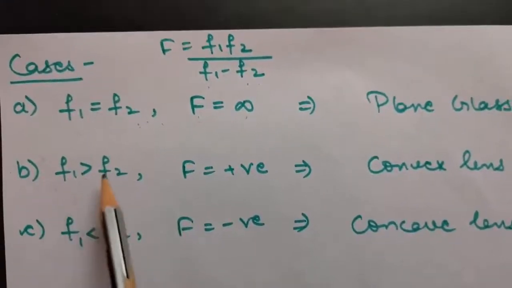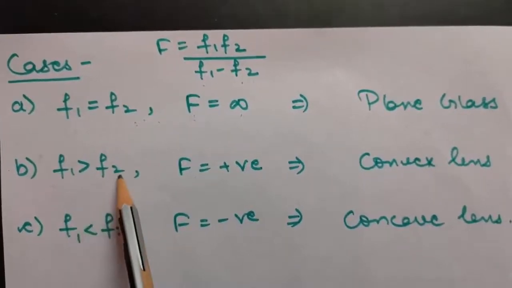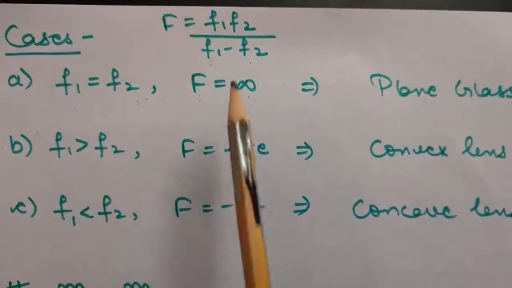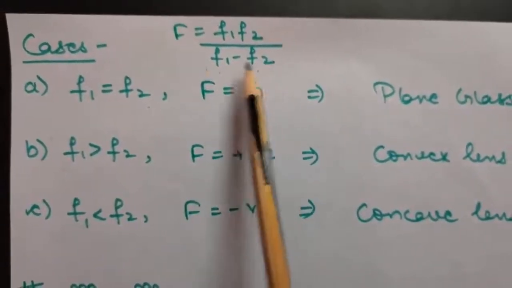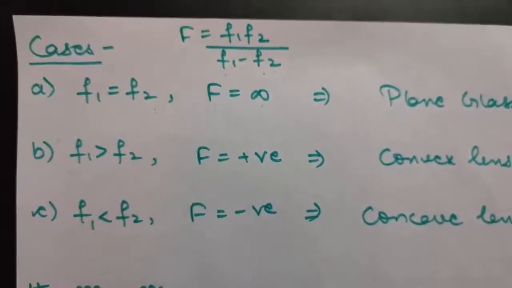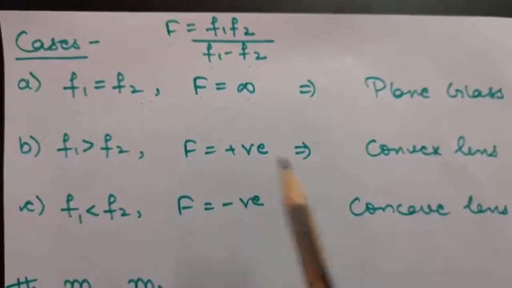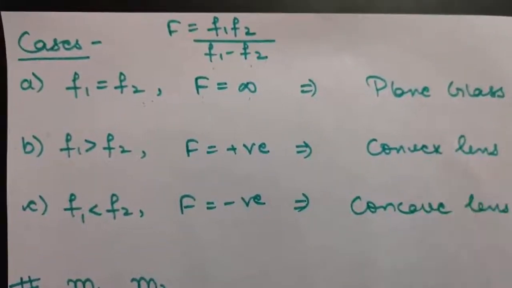The second case is that in which the focal length of the concave lens is greater than the focal length of the convex lens. Now see, if f1 is greater than f2, then this quantity will become positive. So you can say f will become positive. And as you know, the focal length of a convex lens is positive. So we can say the combination will act as a convex lens overall.